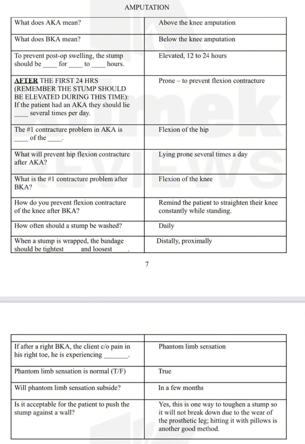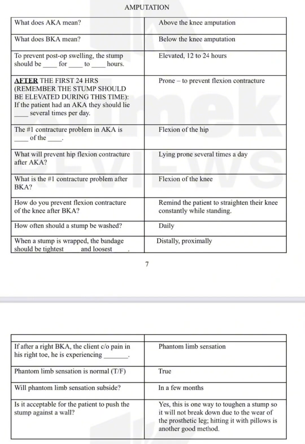8. How do you prevent flexion contracture of the knee after BKA? Answer: remind the patient to straighten their knee constantly while standing. Rationale: keeping the knee straight while standing trains the muscles and joints to stay in a neutral position. Frequent reminders help the patient build healthy habits and avoid long-term issues.